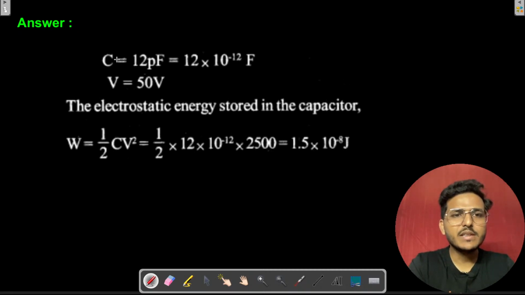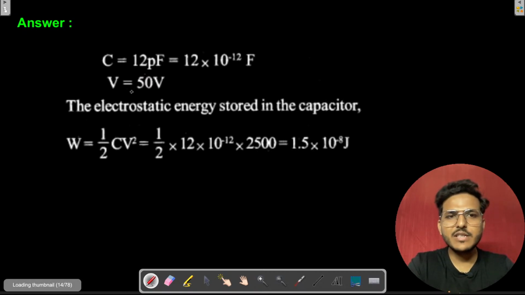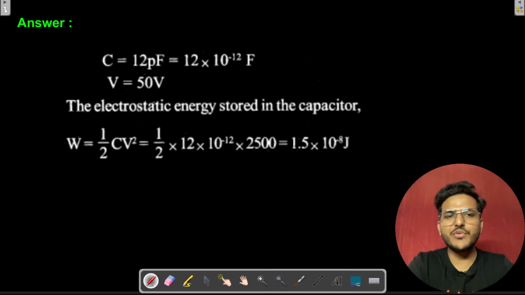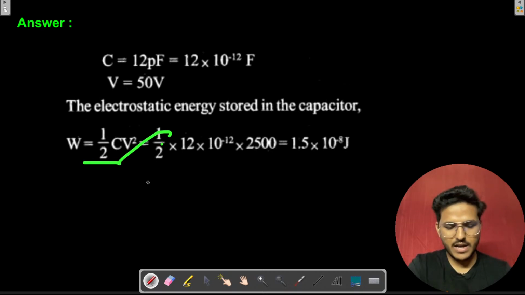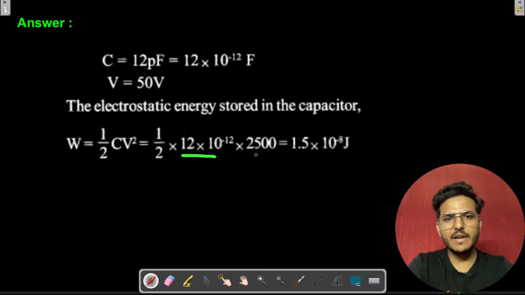Come to the question. C equals 12 picofarad, that means 10 to the power minus 12. And V equals 50 volt. U equals half CV square, half into C into V square, 50 square, that is 1.5 into 10 to the power minus 8 joule.